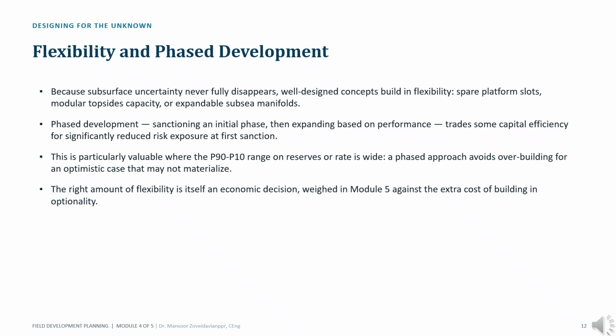Another common approach is phased development. Instead of fully developing the field immediately, operators sanction an initial phase and expand later as uncertainty reduces. This can be particularly valuable when the gap between P90 and P10 outcomes is large. The trade-off is that flexibility costs money. The challenge is determining how much optionality is worth paying for today in order to reduce future risk.